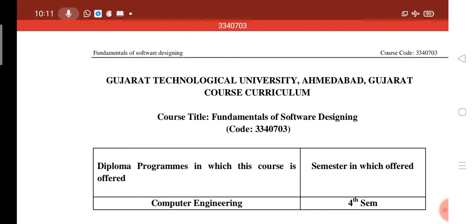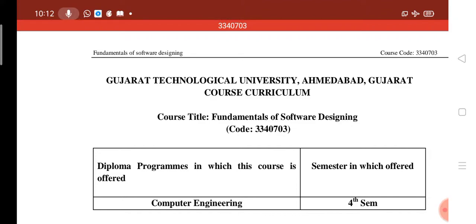Today we are going to introduce a subject in the fourth semester. So dear all students, your new subject in the fourth semester is Fundamentals of Software Designing, and the subject code is 3340703, and this syllabus is based on GTU, which stands for Gujarat Technological University.